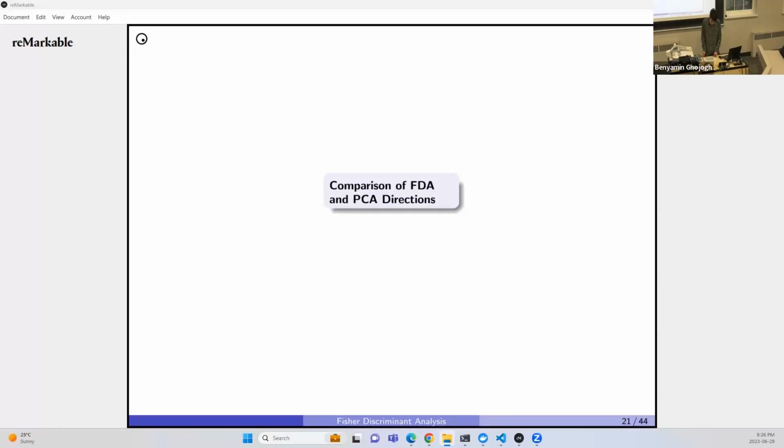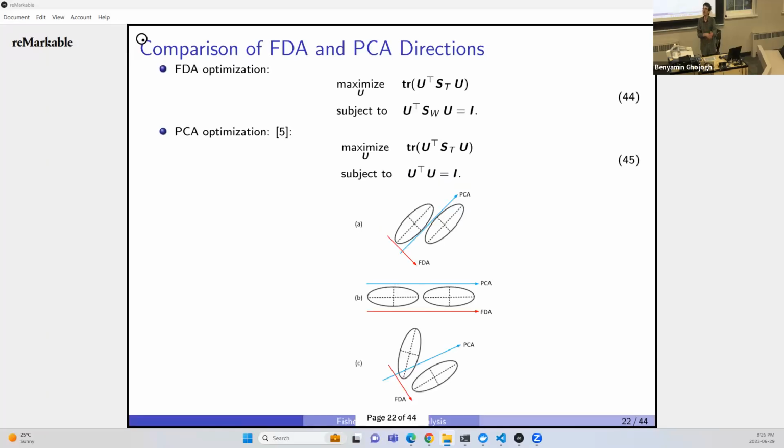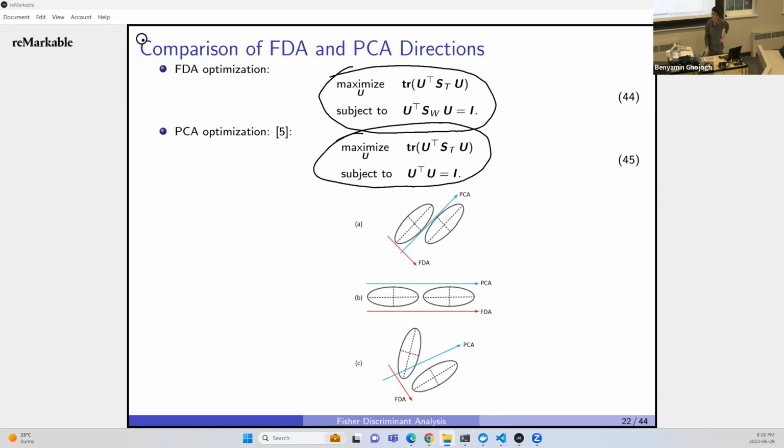Comparison of FDA and PCA directions. What was FDA, variant 2? For comparison, it's good to see variant 2. It was maximize the trace of U transpose ST U subject to U transpose SW U equals I. What was the PCA optimization? Recall the previous session. Maximize the trace of U transpose ST U subject to U transpose U equals I. U was an orthogonal matrix. The only difference is this SW. This tiny SW has changed the whole algorithm.